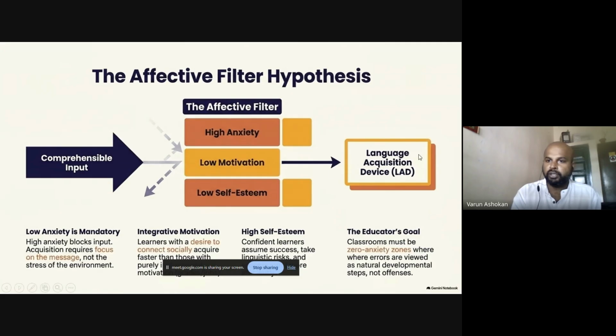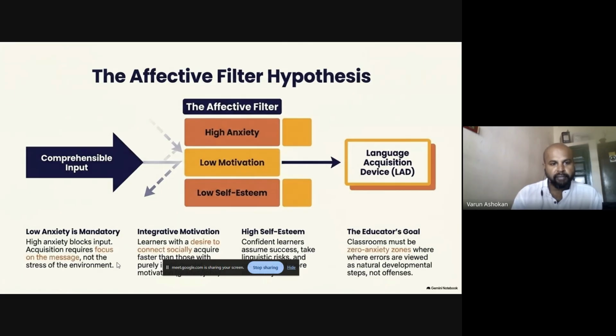For example, here you can see this affective filter hypothesis, which is about comprehensible input. When there is less comprehensible input, it means a less print-rich environment, less motivation, then there is no supporting factor, and it affects the child. The child will have low self-esteem and high anxiety, which naturally affects the language acquisition device.